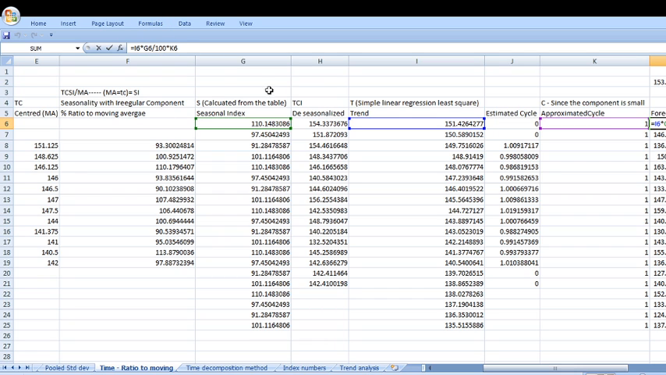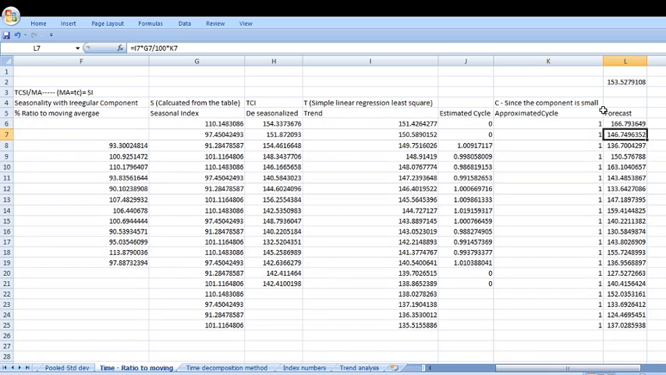So I just divide that by 100 and then multiply that with K6 here. See? So my product, this is a multiplicative model. So if I multiply this, I'm going to get the forecast, right? So till 16, I've got readings.